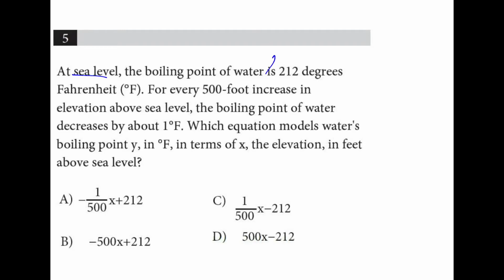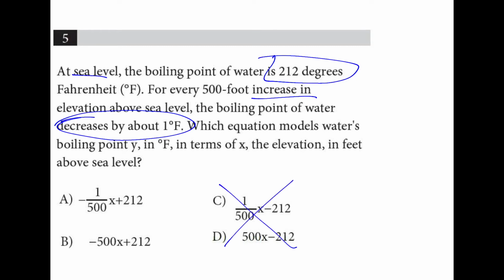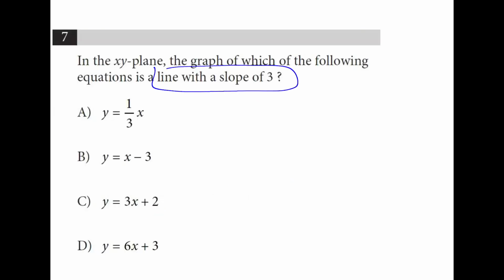At sea level, we start off with a boiling point of water. And when there's an increase in elevation, the boiling point decreases by about 1 degree. So we're going to see this small decrease and a starting value of 212. So these go away. And B has a huge decrease for every increase in elevation above sea level. So that's not going to be correct. Here's our answer A. We're looking for a line with a slope of 3. And that is the m right in front of x.